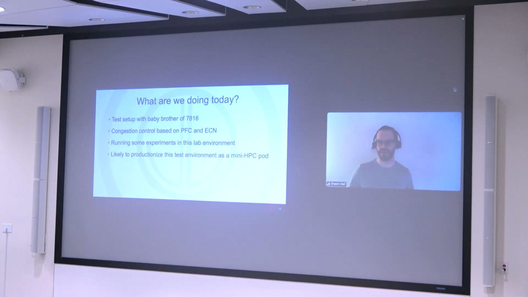So what are we doing today? We have a test setup with the 7804, which is the smallest version of the 7800 series. We have congestion control configured on the switch with a combination of PFC and ECN. I'll go into those in a sec. We've been running some experiments and it looks like we're going to take this test switch and basically turn it into a small production pod to help ourselves get comfortable with the idea of using RoCE as an HPC backbone.